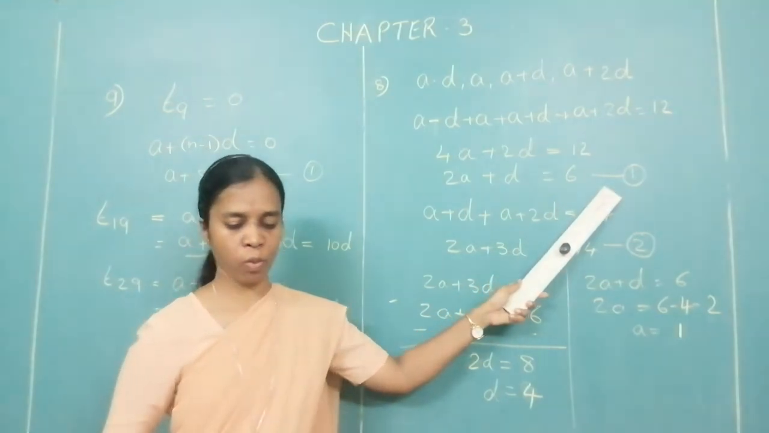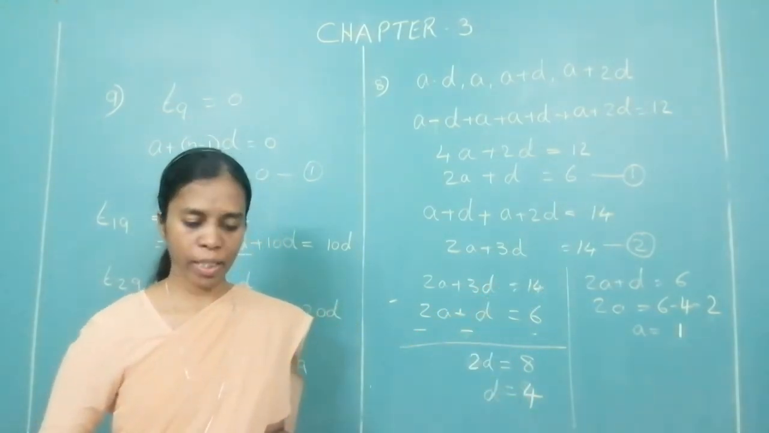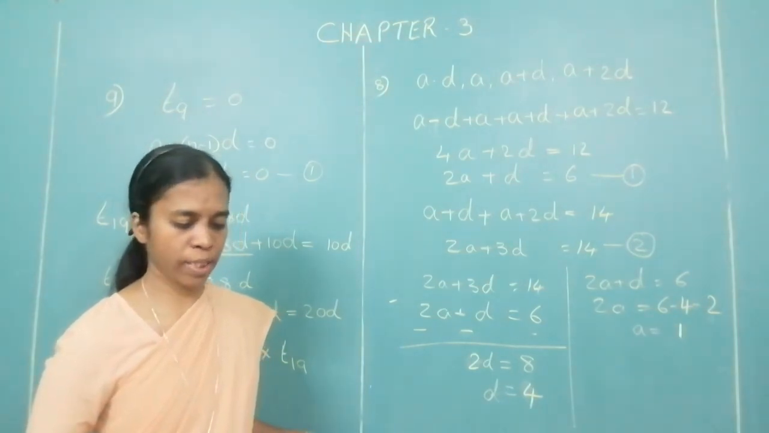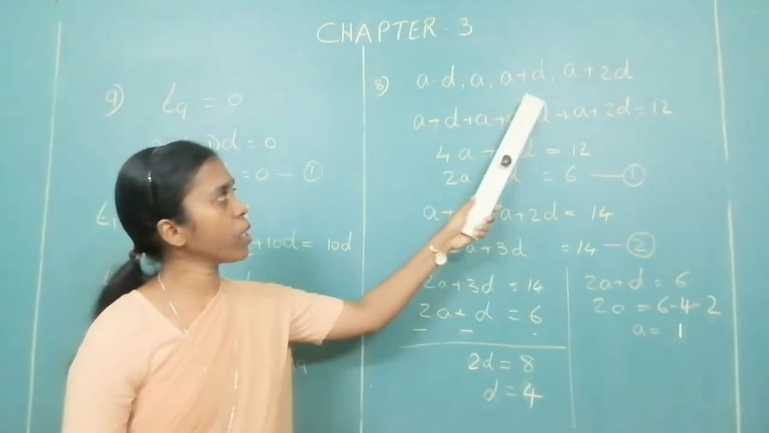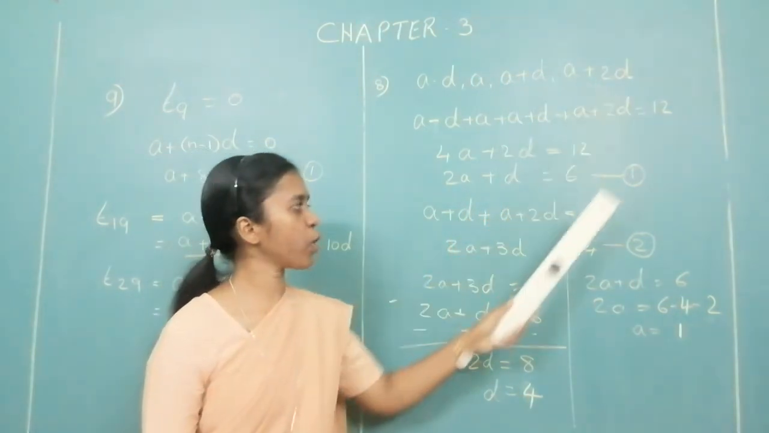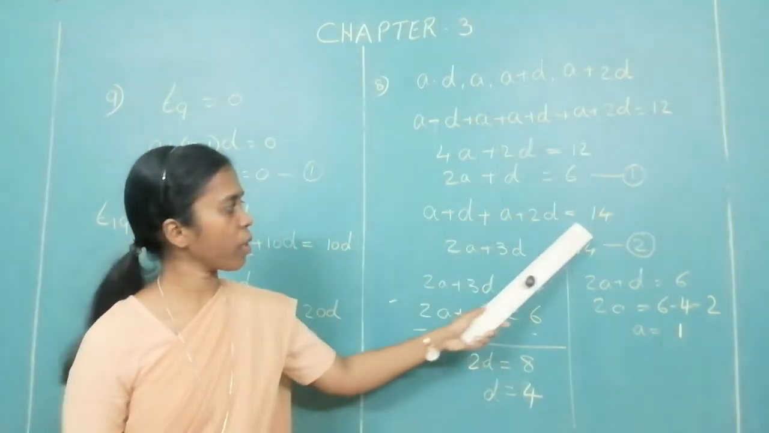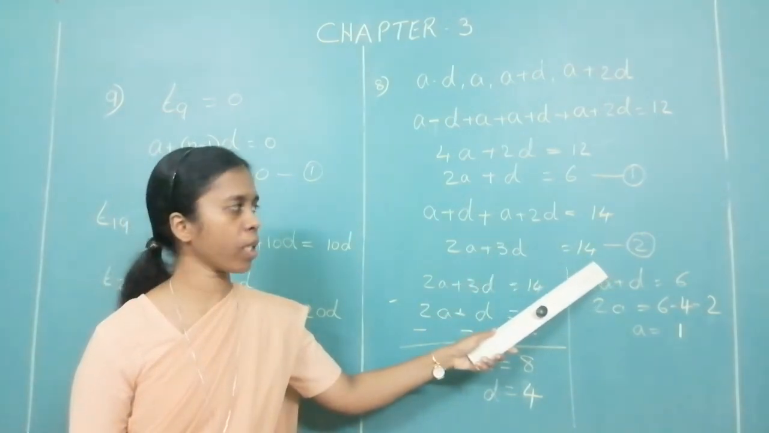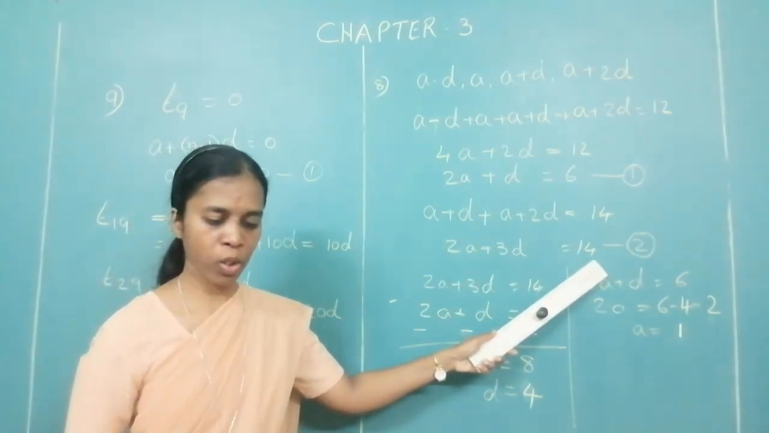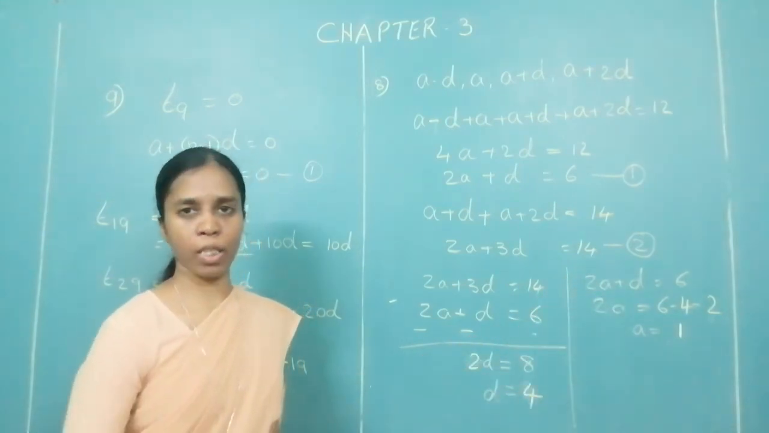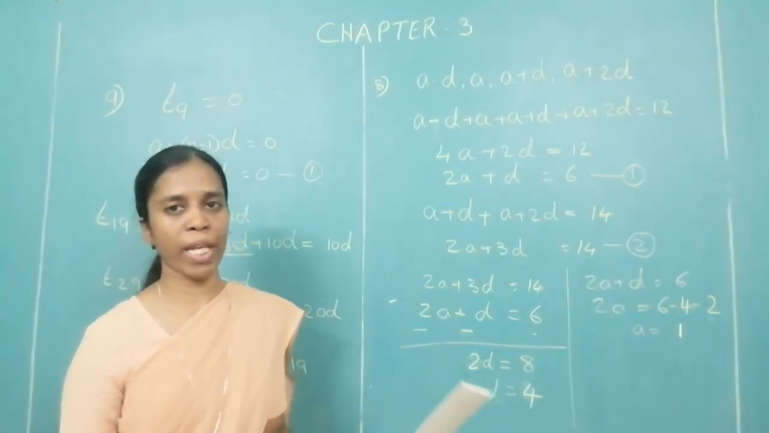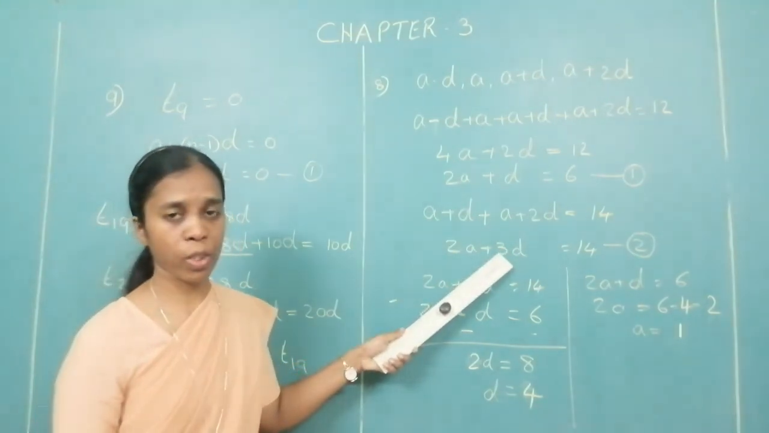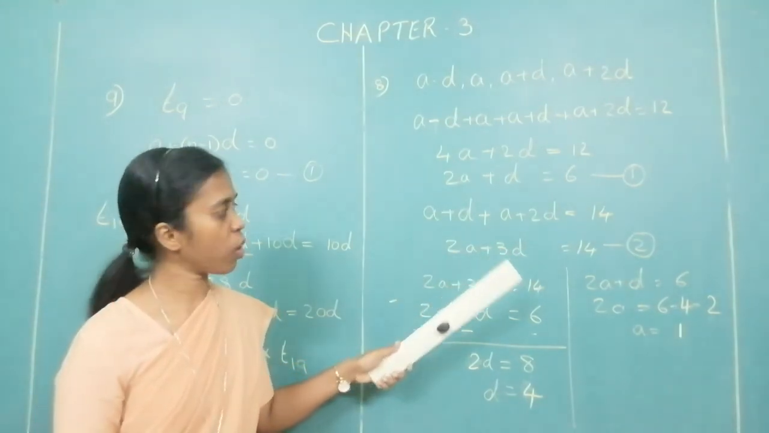Put as equation 1. Now, according to the second condition, what is the second condition? Third and fourth term sum is 14. What is the third? A plus D plus A plus 2D is equal to 14. What do you get over there? 2A plus 3D is equal to 14. This is the second equation. What are you supposed to do? You have to find the terms, means you have to get the value of A and D. We have 2 linear equations in 2 variables. You know how to solve it.